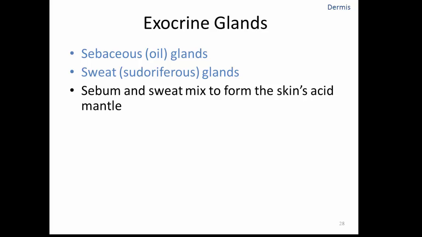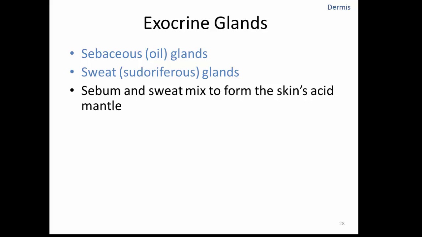All right, moving on to another accessory structure. I want to talk about the exocrine glands of the dermis. There are two main types of exocrine glands in the dermis. Sebaceous glands, which produce an oily type secretion, and sweat or sudoriferous glands, which of course produce sweat. One of the interesting things is that the secretions of these two glands, which are sebum and sweat, mix together on the surface of our skin and help to produce the skin's acid mantle.